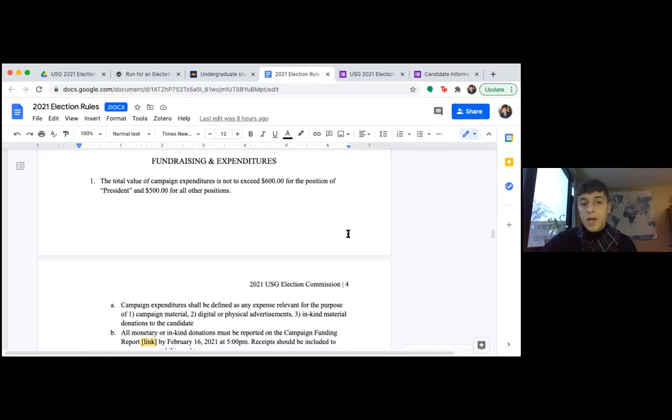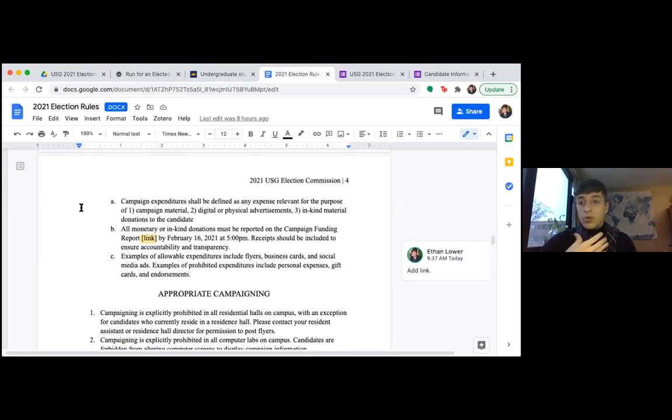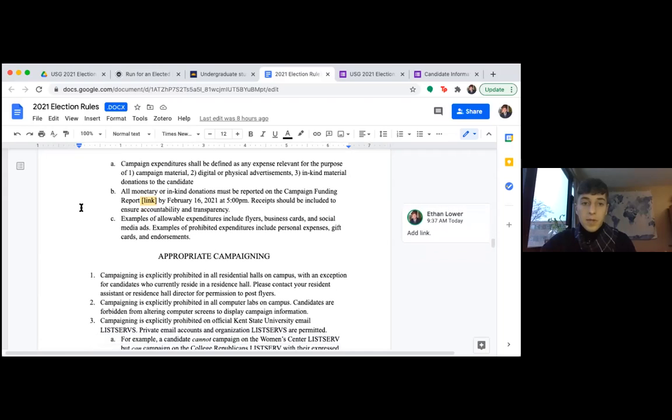Fundraising and expenditures. Now we're getting into things that involve details that you want to know. So for the presidential race, you can raise up to $600 or spend up to $600. And for all the positions, $500. I would say that in my experience, I did not really approach that cap. I'm sure that other members can discuss that, but that is the cap if you should want to raise that much money or spend that much money.